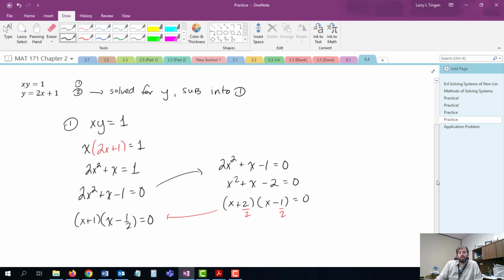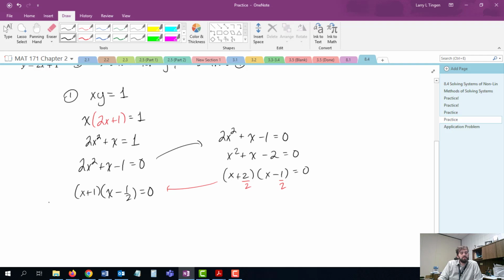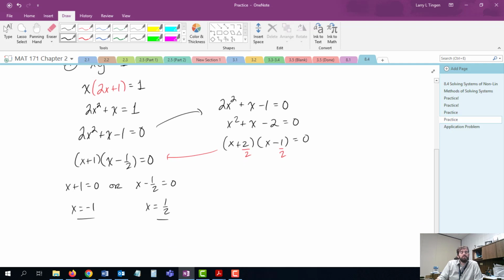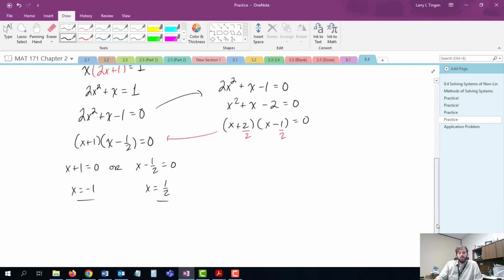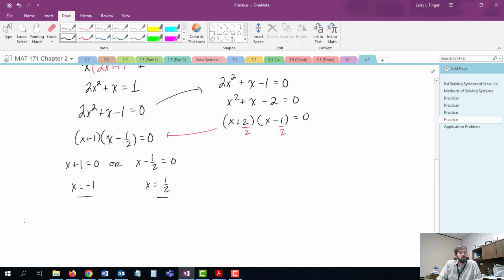So two things multiply to give me 0. One of them has to be 0. So either x plus 1 is 0 or x minus 1/2 is 0, which means x is negative 1 or x is 1/2. And now what do we do? Those are possible solutions, so we plug them in to our equations. So let's check.